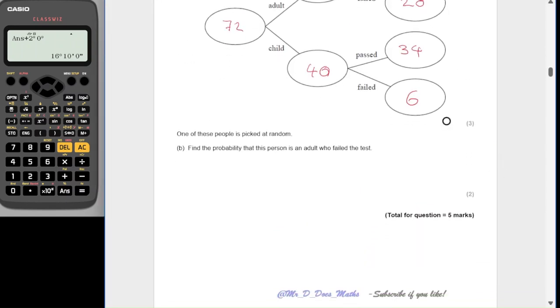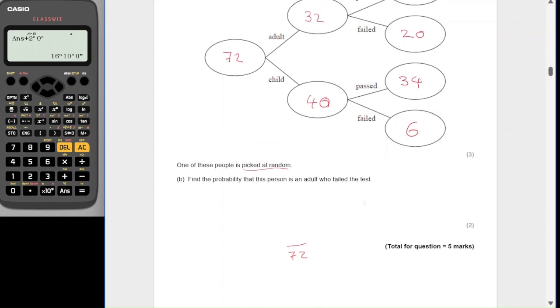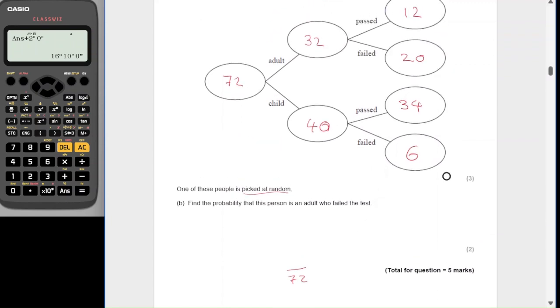And then the second part: one of the people is picked at random. Find the probability that the person is an adult who failed the test. So one of the people is picked at random. That tells us the denominator is 72. Is an adult who failed the test. That tells us the numerator.